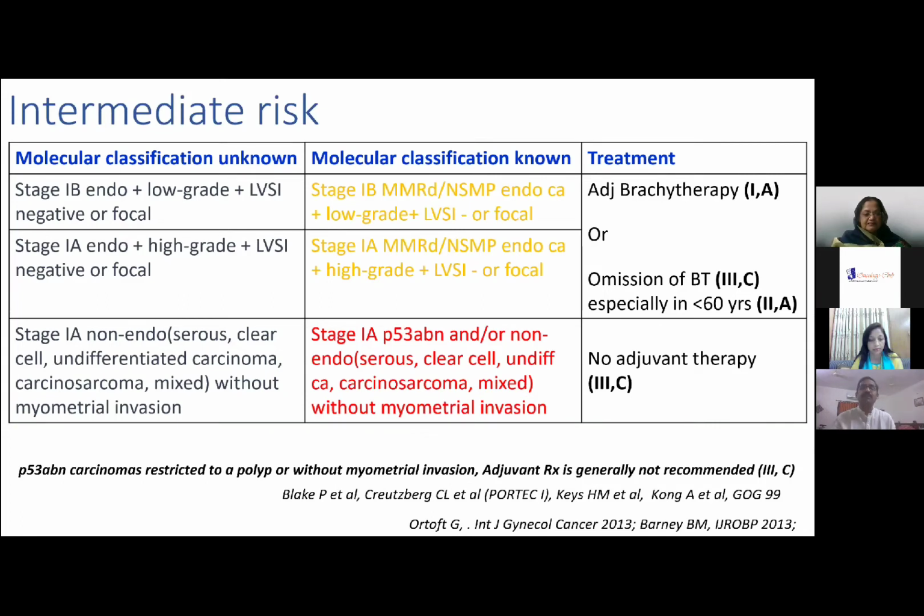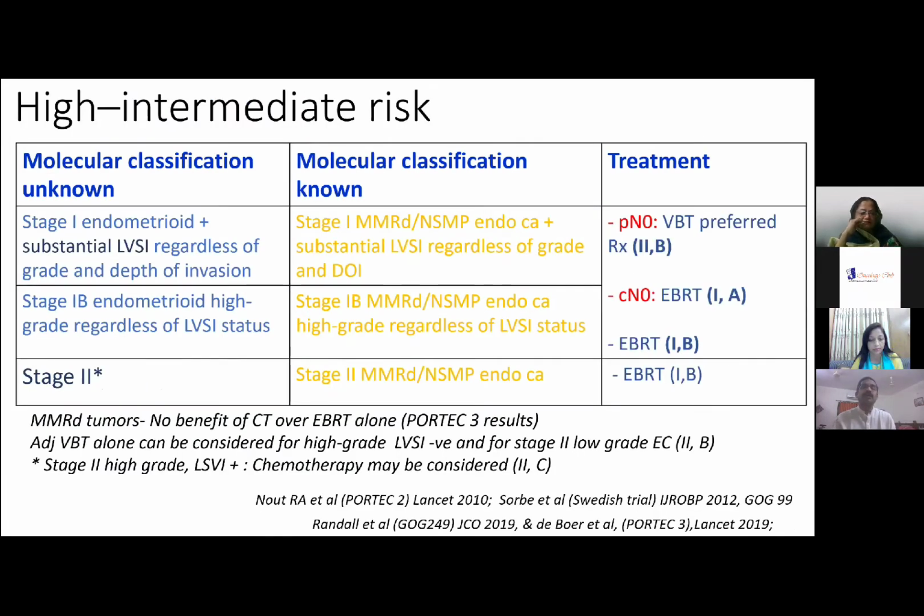Alternatively, if these patients are younger and surgery is complete, especially less than 60 years, they could also be offered close observation for intermediate risk group as well. However, for high intermediate risk group patients, if the patient has undergone lymph node sampling or lymph node staging, then these patients, by virtue of having substantial LVSI and being pathological node negative, we tend to treat them with vaginal brachytherapy alone. Whereas patients who have not undergone lymph node dissection and have extensive LVSI, we tend to give post-op adjuvant external beam radiotherapy. Again, this is based on PORTEC-2 study as well as the Swedish trial and GOG 99.